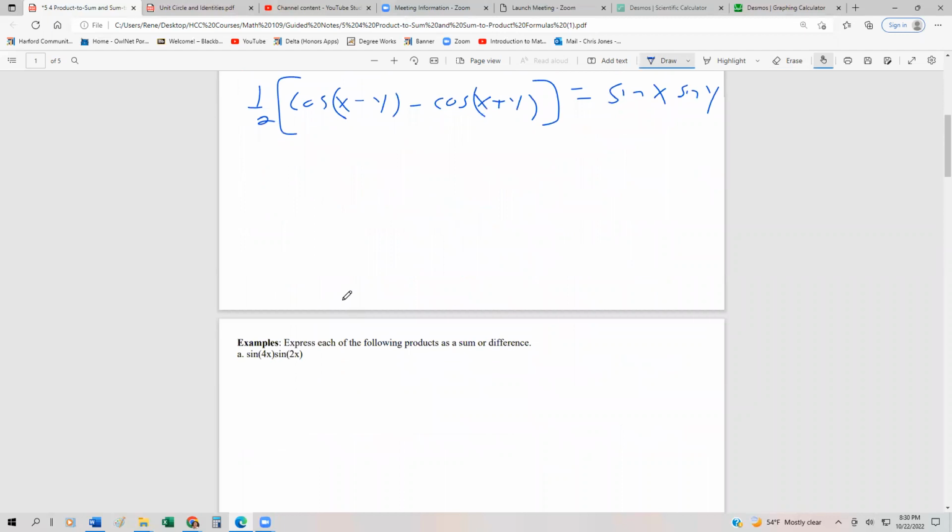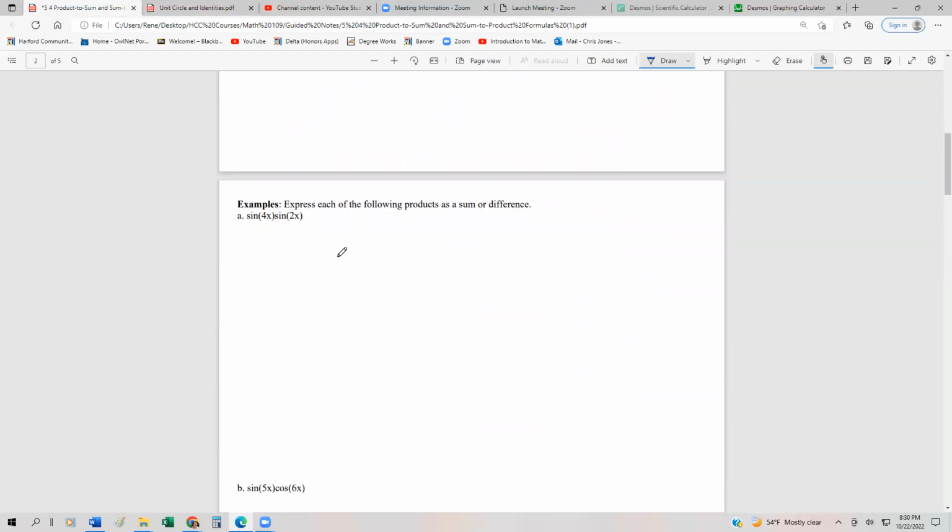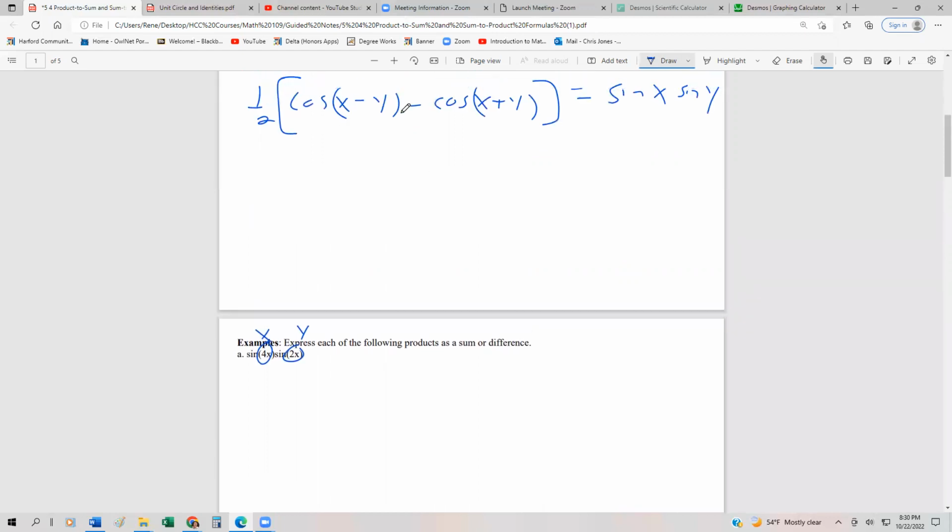Now we have problems where we can go through and express these products as a sum or a difference. So sine 4x times sine 2x. Think of this as x and think of this as y in our formula. We're just going to literally use the formula we just proved, 1/2 cos(x minus y) minus cos(x plus y).